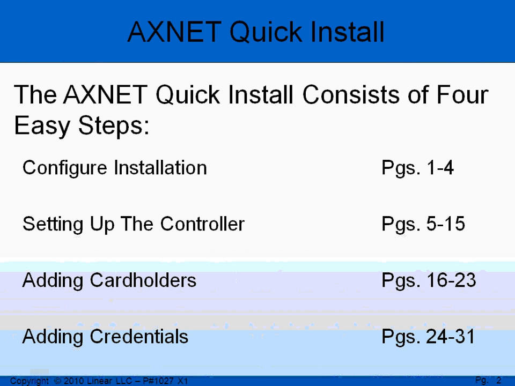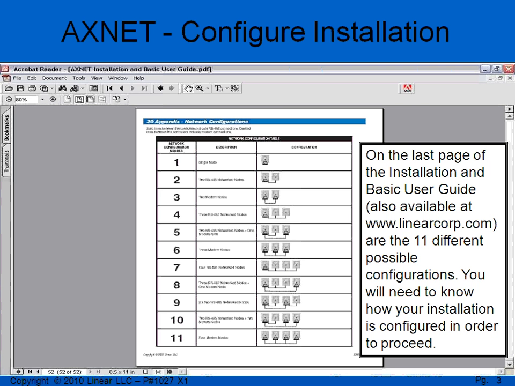The AXNET Quick Install consists of 4 easy steps. All we need to do is configure the installation, set up the controller, add our card holders, and add our credentials. On the back page of the AXNET installation manual, there is a configuration chart, the network configuration. We need to tell the master panel how many other panels are out there via configuration. I can have a single node, 2 nodes networked via 485, or 2 nodes on separate modems. I just need to tell the number 1 panel what is out there.